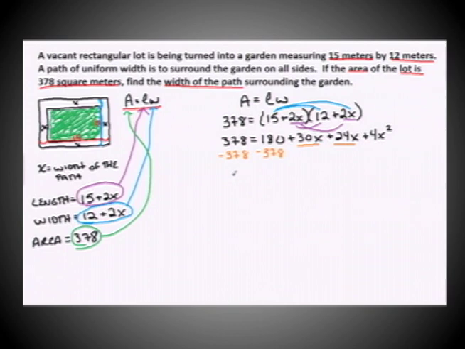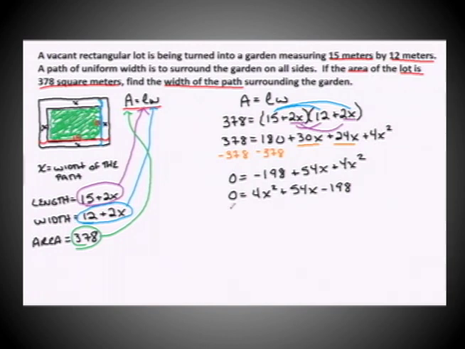So we end up with 0 equaling negative 198 plus 54x plus 4x squared. We're still not in standard form, so let's do some rearranging. And we just want to put our exponents in descending order to be in standard form. All right, so now we're ready to factor the right-hand side of the equation.